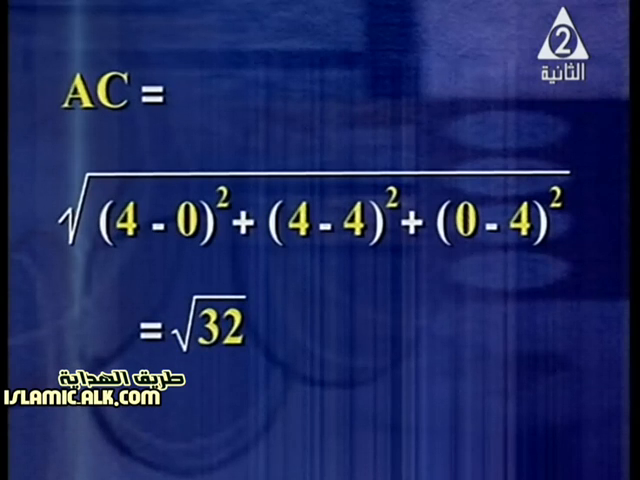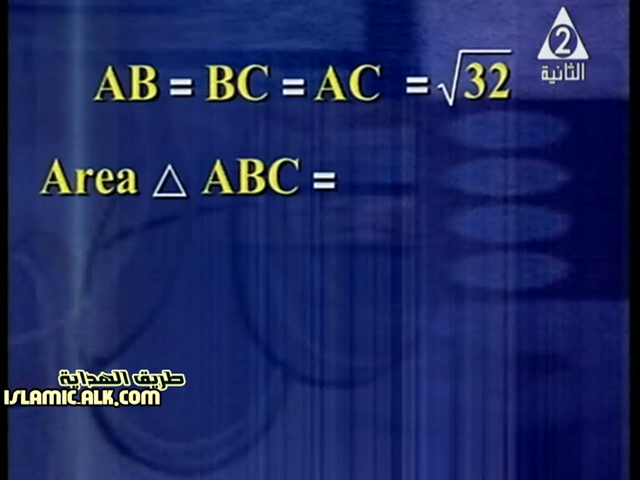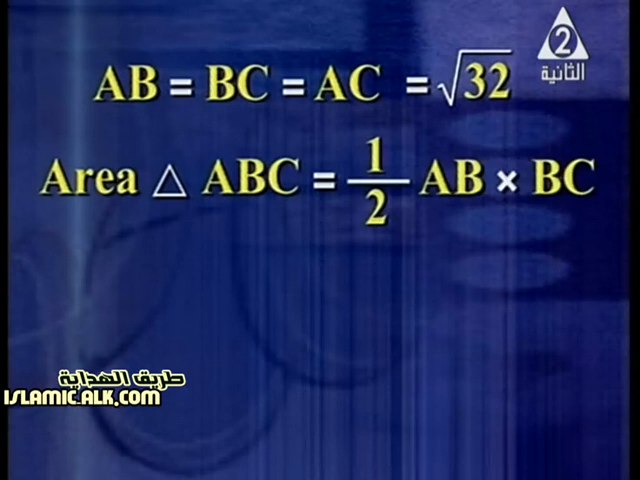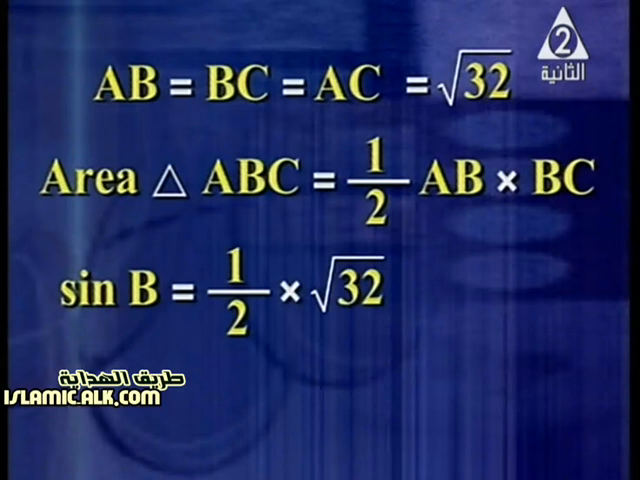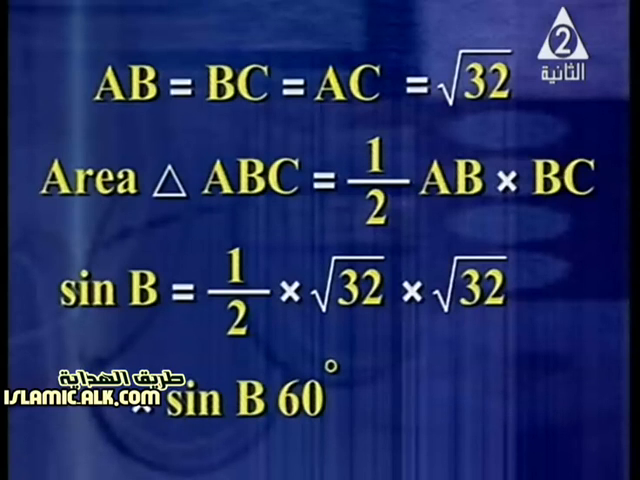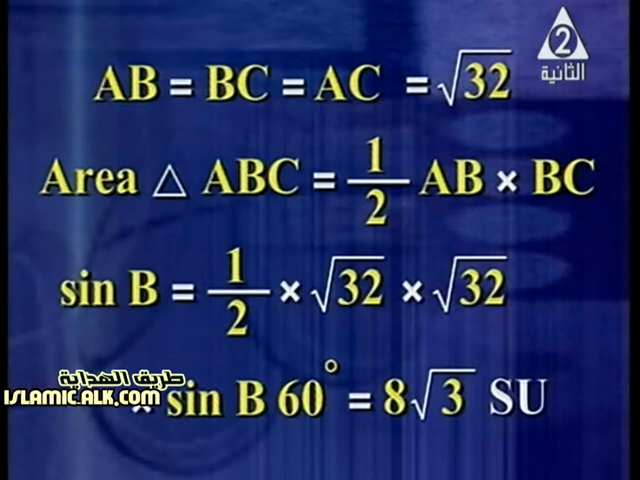What do you know, dear student? Excellent student. AB equals BC equals AC. Therefore, the side length equals square root 32. What is the area of triangle ABC? We have more rules. In this case, we use half the product of two sides times the sine of the included angle. AB, BC and sine B. Therefore, half times square root 32 times square root 32 times sine 60. Therefore, the answer is 8 root 3.